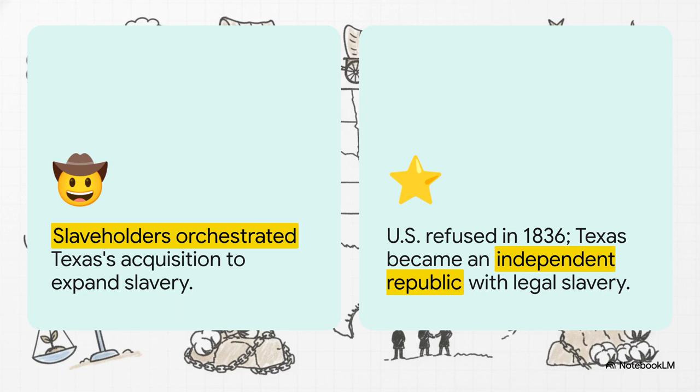Back in 1836, the U.S. actually refused the Texans' request to join the Union as a slave state. The leaders at the time were really worried about the Missouri crisis and completely upsetting the balance of power in the country. Because the U.S. delayed, Texas actually formed an independent republic, the Lone Star Republic, where slavery was completely legal, before they eventually joined the U.S. later on.